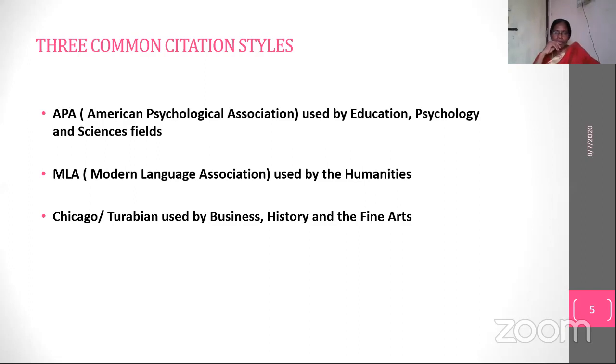The Turabian Manual style is widely used by historians and scholars. It is commonly used by historians, and comparatively speaking in the fine arts as well as business. The European style or Chicago manual style is widely used by scholars across the world.